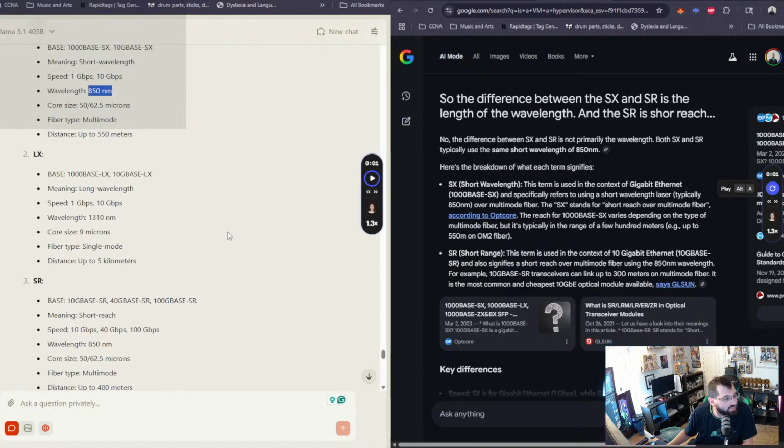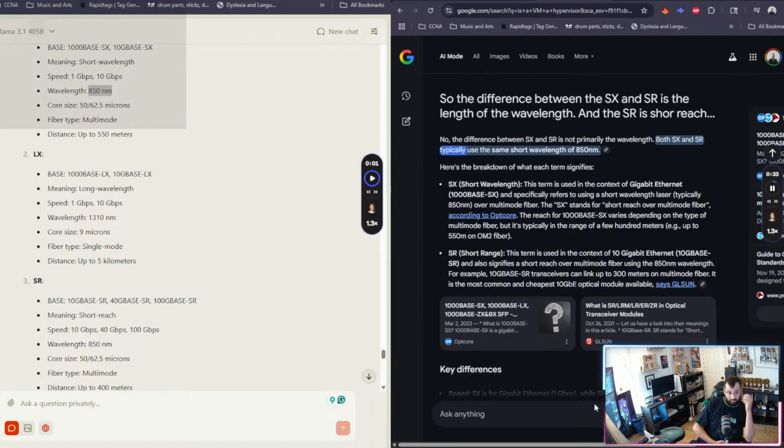So then what the hell's the difference? The distance? No. The difference between SX and SR is not primarily the wavelength. Both SX and SR typically use the same short wavelength of 850 nanometers. Here's the breakdown of what each term signifies.